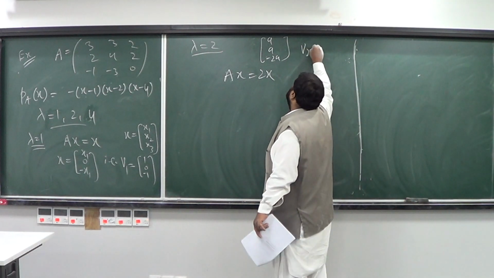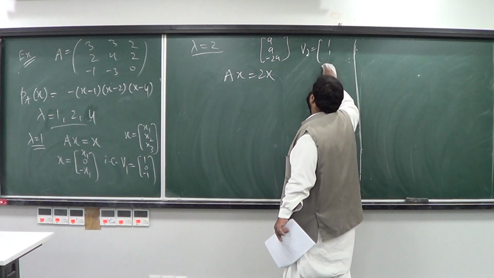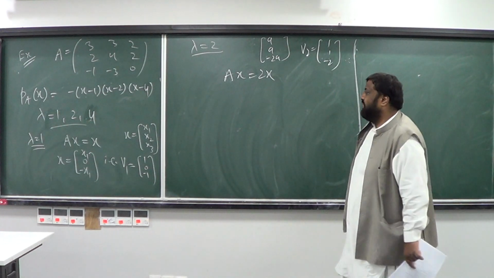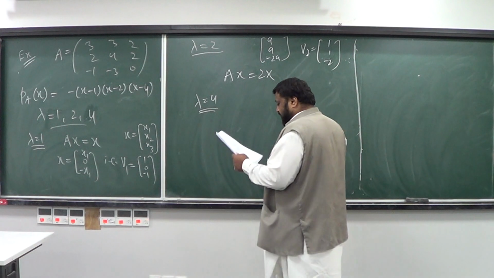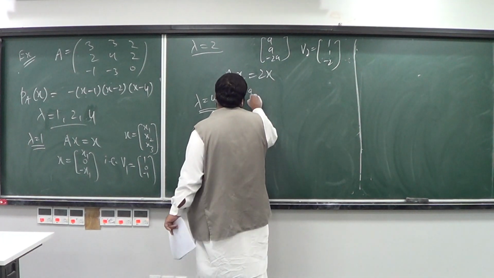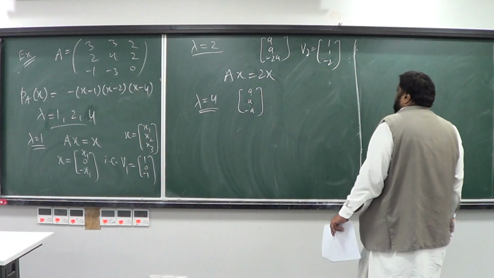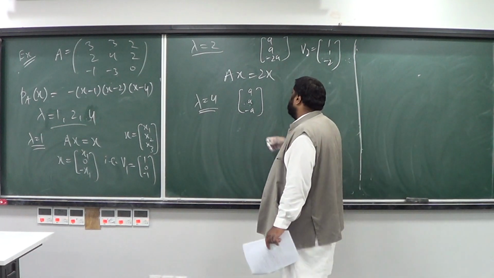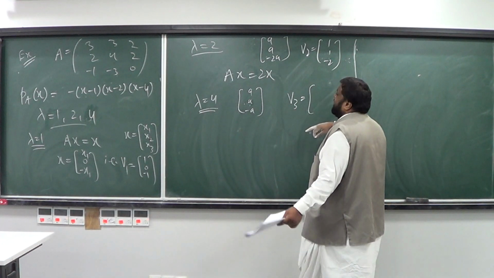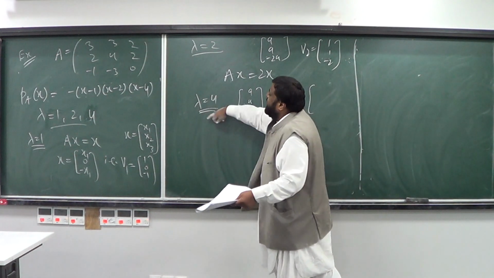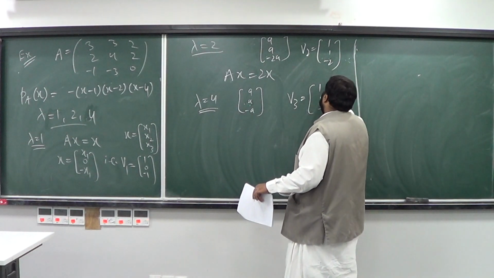So the second eigenvector that you get out of this, by taking, for example, a equal to 1, is 1, 1, and negative 2. Okay, take 1, 1, and negative 2. And then compute for lambda equal to 4. For lambda equal to 4, the eigenvector associated is a, a and negative a. And once you have this, the third eigenvector, which can be treated as the basis of the eigenspace of the matrix A associated with lambda equal to 4, is really 1, 1, negative 1.